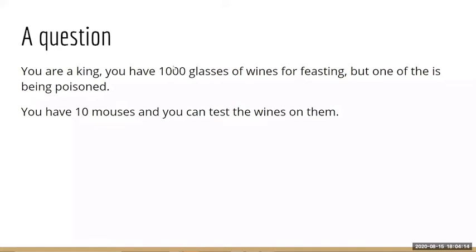All right, I will give you like 30 seconds to think, and then I'll review the solution. I know it's not really humane to test them on the mice, but you're going to have a feast a few hours later, so you don't want everybody to drink the poisoned wine. All right, another 20 seconds, just to see if anybody could come up with a solution.